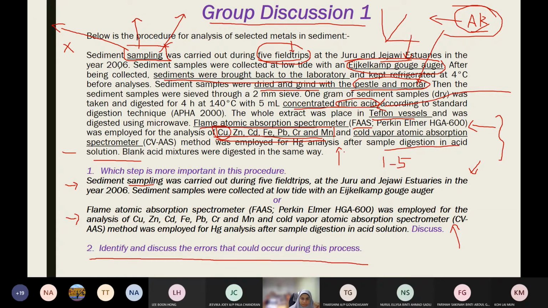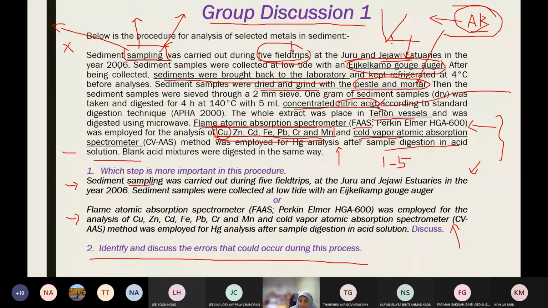So if you do a wrong calculation, it will affect your result in your analysis. If you say that this is 1 ppm copper, but actually the real concentration is only 0.5, of course, when you say it's 1 ppm, you will set the instrument to 1 ppm. So it will affect your results.